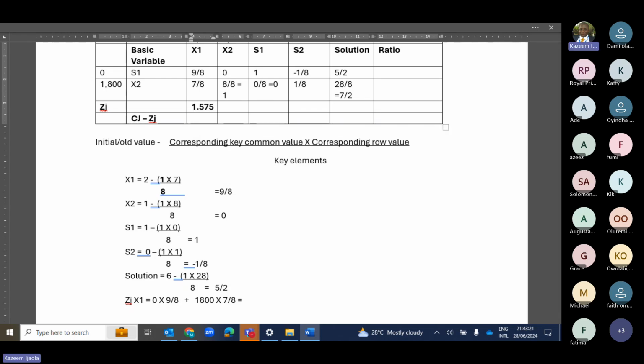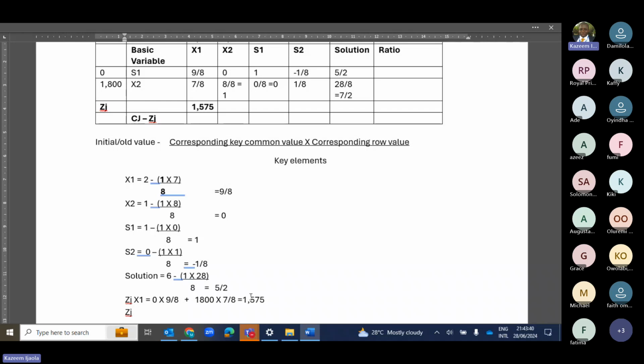1575. K, lower your hand. Abi, you want to be asking? Let me lower it for you. Thank you, since you've asked your question. Now, what's the second one? Can you guys do the second one?